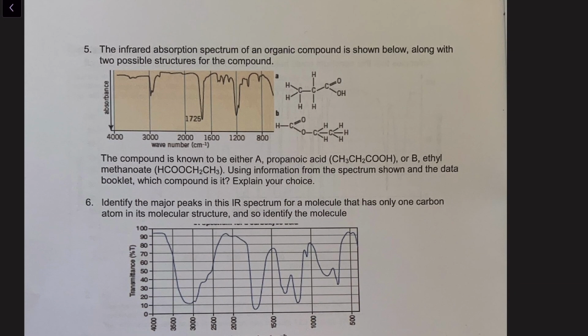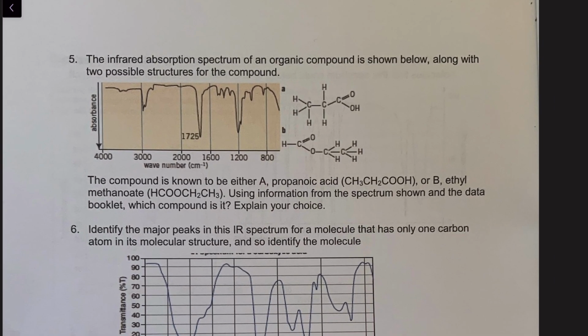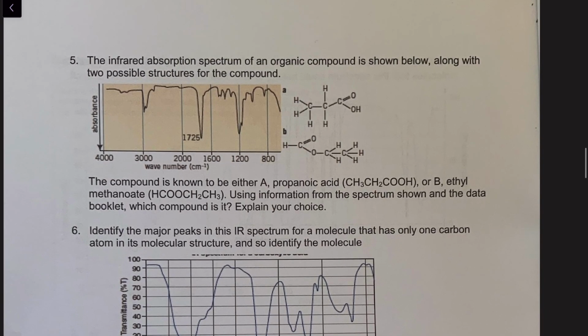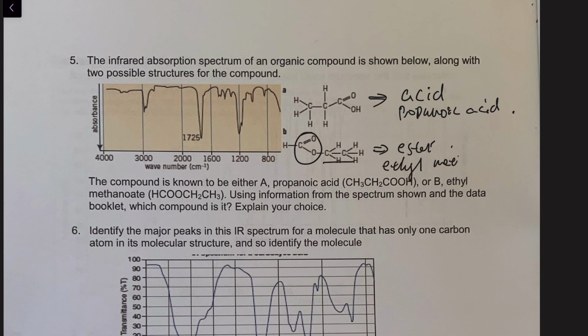So question 5. It gives you two possible structures of the compound. So A is, if you can see, an acid, so carboxylic acid. And B is with the ester linkage, so it's an ester. In fact, we can name the acid, so propanoic acid. And this ester is methyl methanoate.